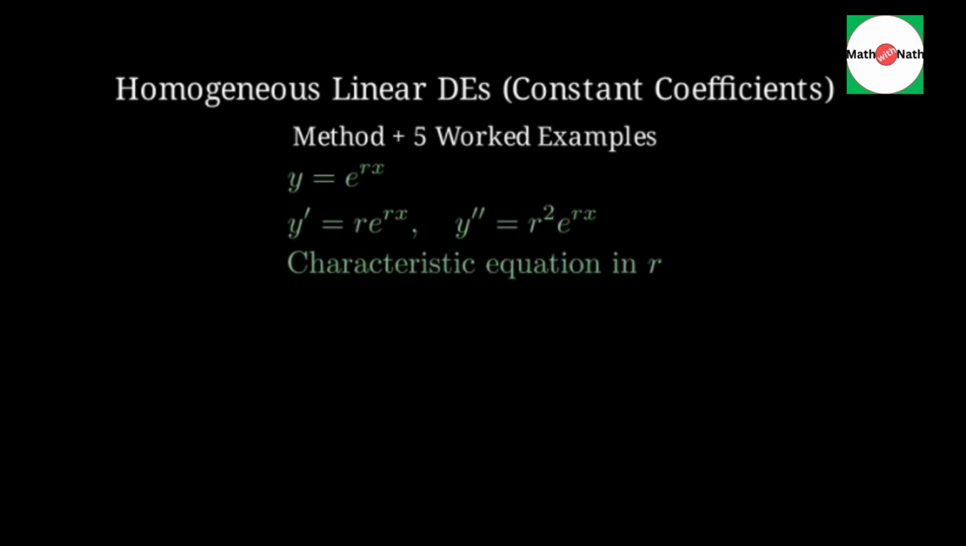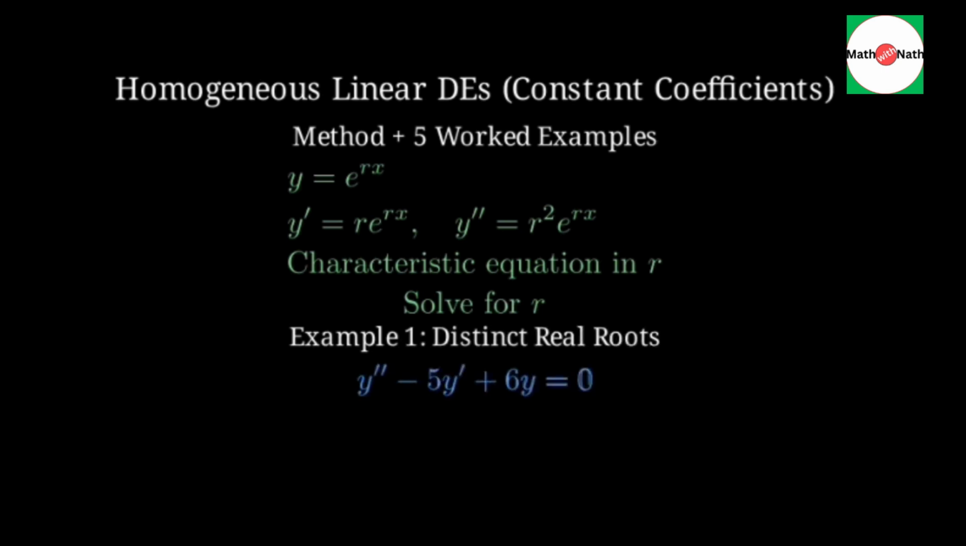In this video, we'll learn how to solve homogeneous linear differential equations with constant coefficients. We'll use the same method every time and solve 5 different types of problems step by step. The key idea is to try a solution of the form y equals e to the rx. This turns derivatives into powers of r and gives a characteristic equation. Let's outline the method.